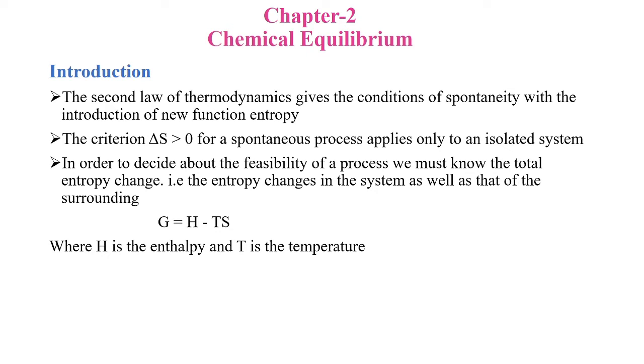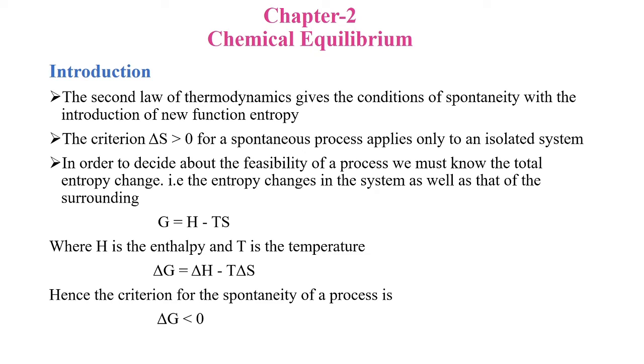So the change in Gibbs free energy is delta G is equal to delta H minus T delta S. So this equation represents the change in Gibbs free energy. Hence, the criterion for the spontaneity of a process is delta G is less than 0.